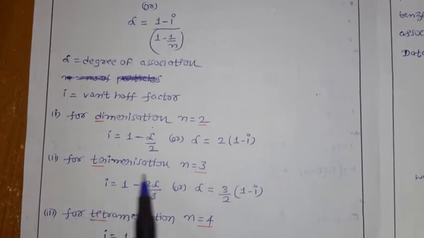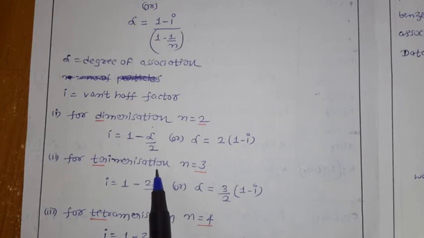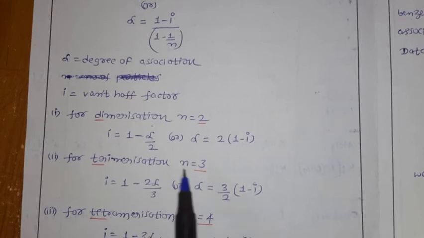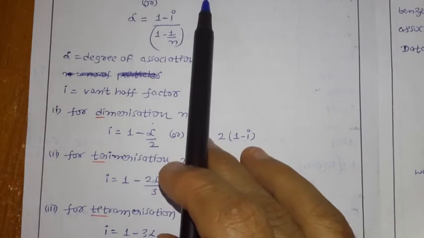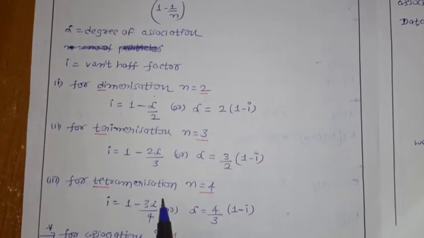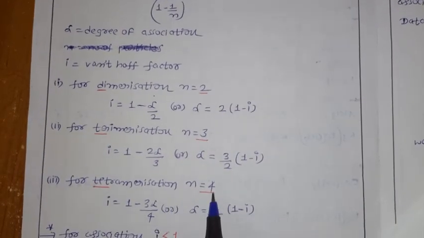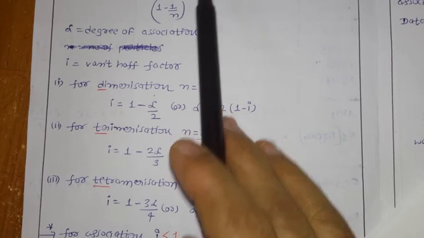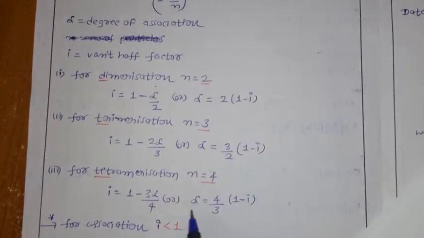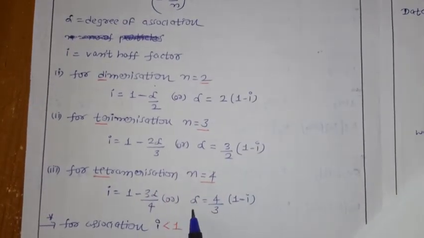Now if you go for trimerization, 3 moles undergo trimerization and become only 1. So n equals 3 in that case, and you have to substitute the value n equals 3. Now for tetramerization, n equals 4. If you substitute the value here, 1 minus 1 by 4, n value 4, you can calculate alpha and i.